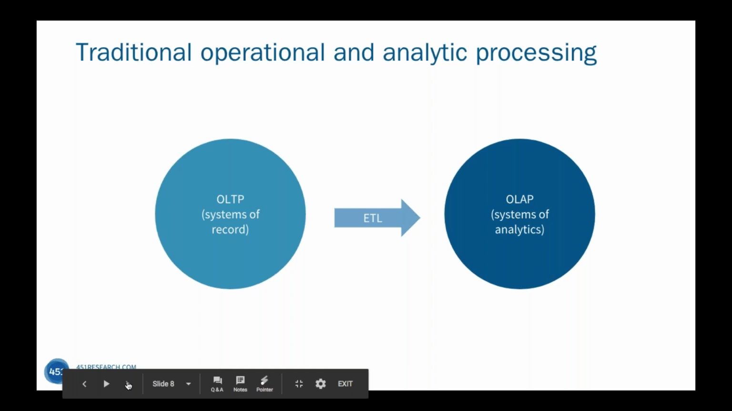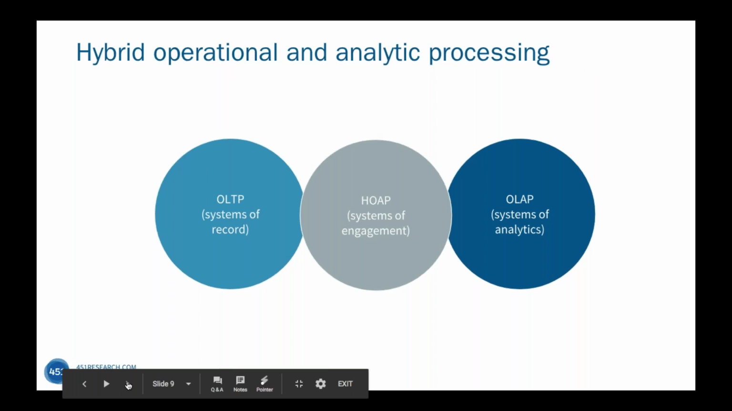Now historically, that has worked pretty well. There's a reason why people have continued to do that for many, many years. But if we're talking about interactive applications, personalized applications, then the time that it takes to transform and load data in between the two systems presents a challenge. And this is fundamentally what we see as driving demand for what we call hybrid operational and analytic processing, or HOAP, and supporting those systems of engagement that we talked about in the last slide.